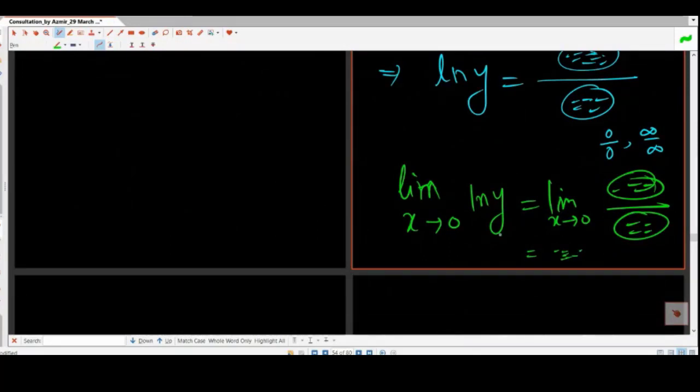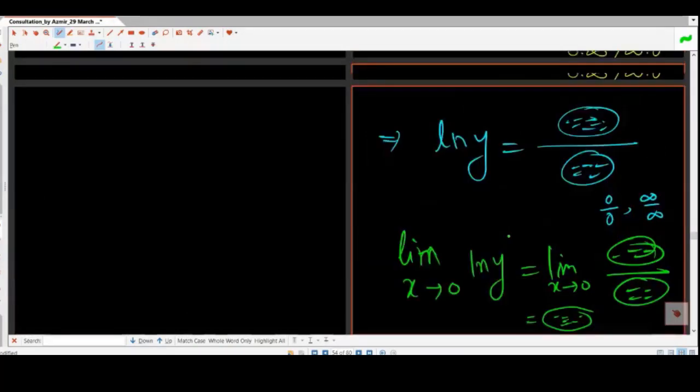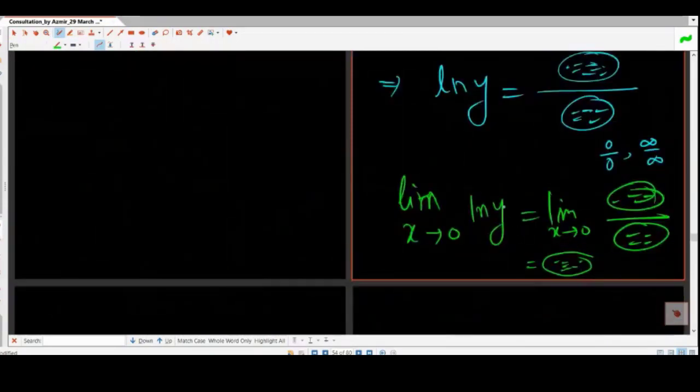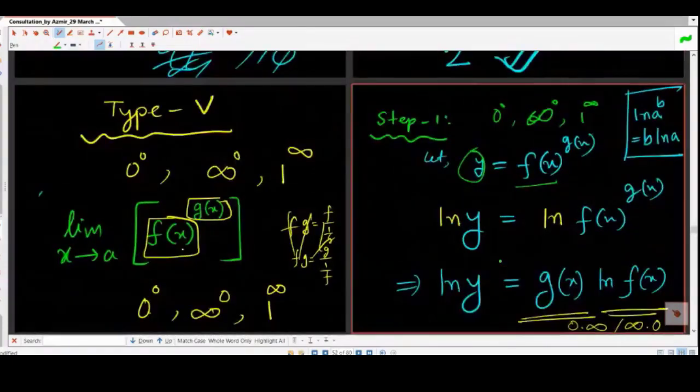But the result that we will find here is not for the main function. That is not for y. That is not for f of x power g of x, that is for natural log of y. So from this part, we have to convert to y only, so that we have the result for this main function.